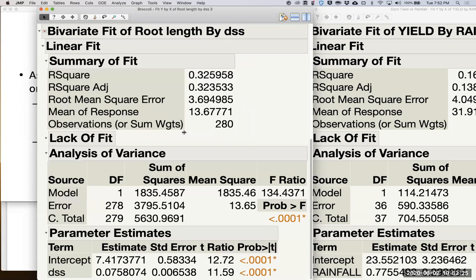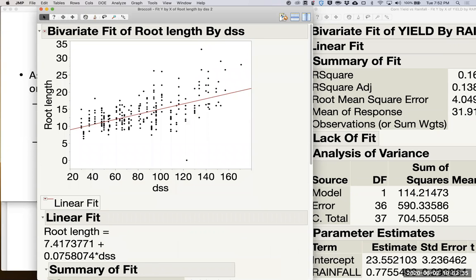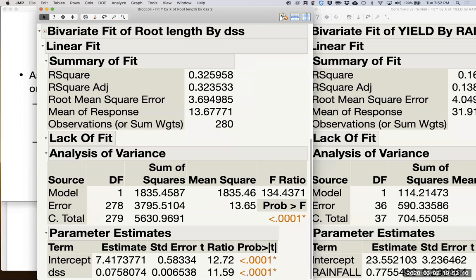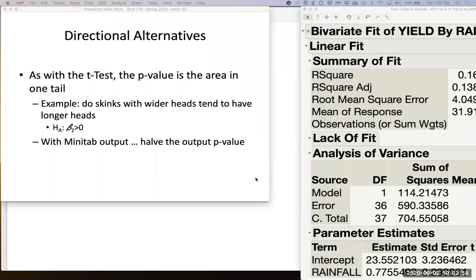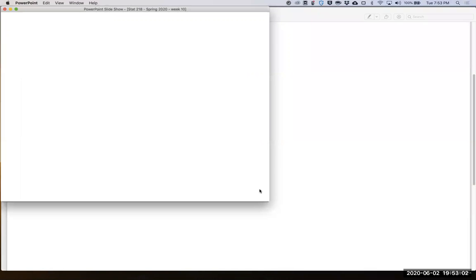My p-value for my hypothesis test is less than 0.0001. But if I was doing directional, the alternative hypothesis being that the slope is positive, I would cut this p-value 0.0001 in half. My p-value then is less than 0.00005. Still, I reject the null hypothesis, but if you naturally have an alternative hypothesis that is directional, it's easy to go for taking the p-value and cutting in half.